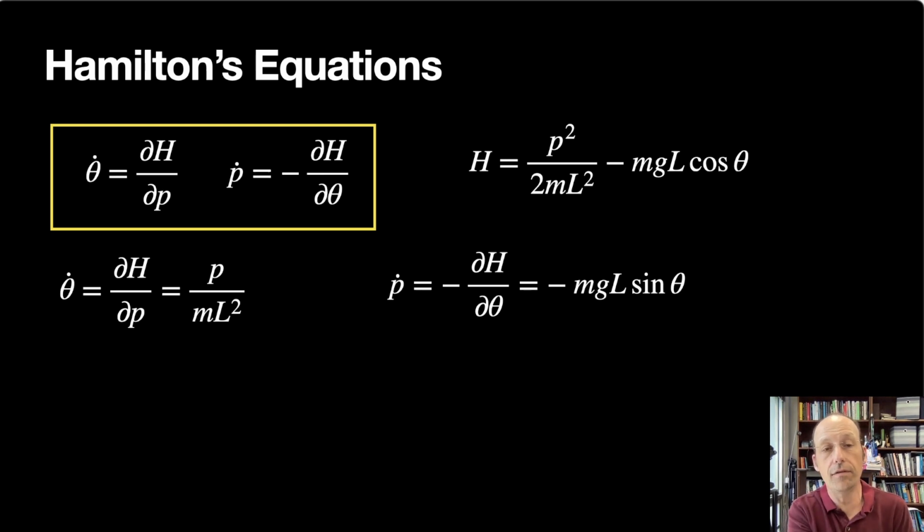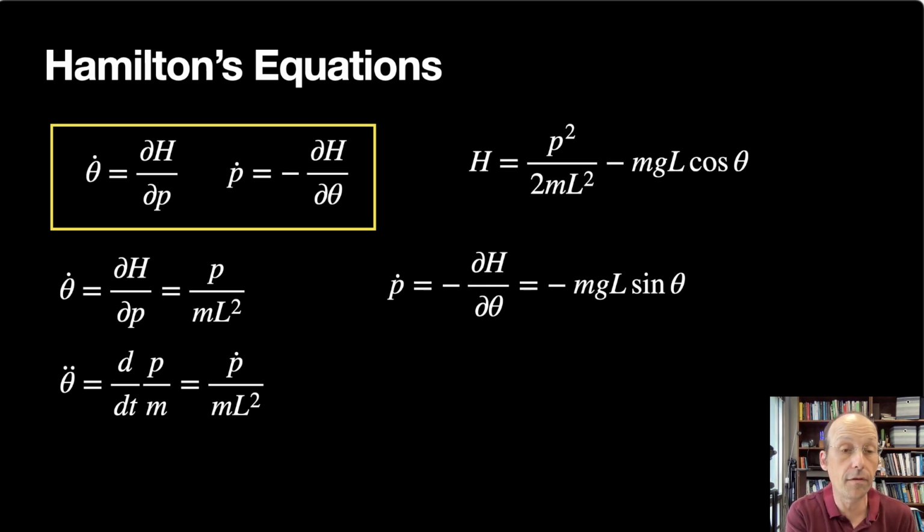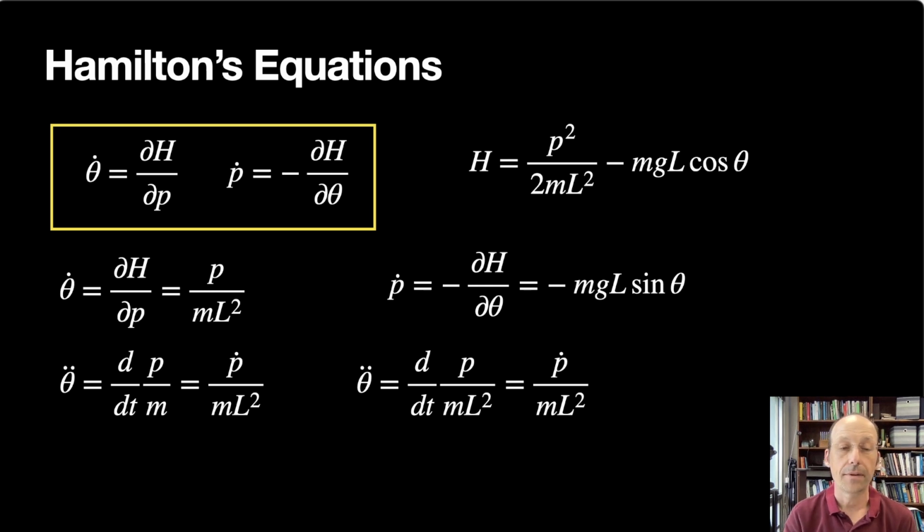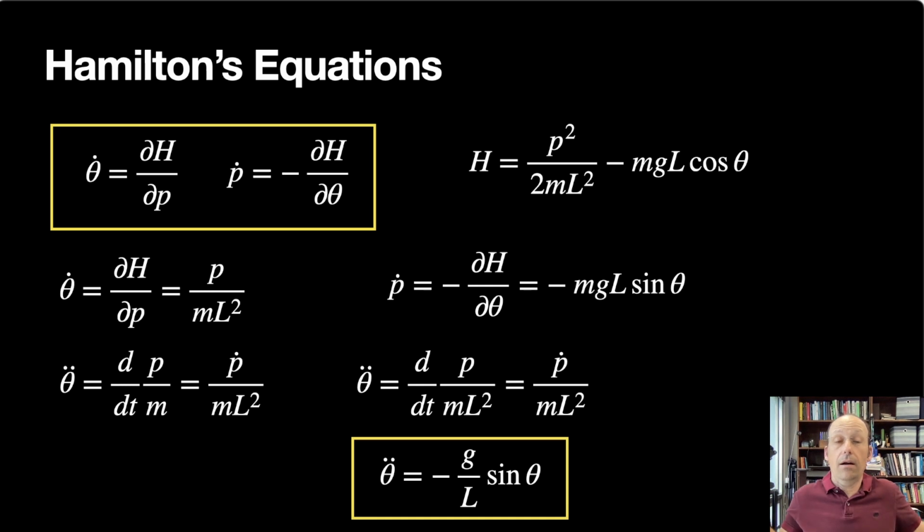So what if I take the derivative of theta dot? I get theta double dot. If I take the derivative of theta dot, I take the derivative of p, so it's p dot over ml squared. But I already know p dot, right? I just have it right there. So if I plug in p dot as that thing, I get this. But p dot is negative mgL sine theta. If I cancel the masses and divide by L squared, I get negative g over L sine theta. And that's the same thing. No one should be surprised.